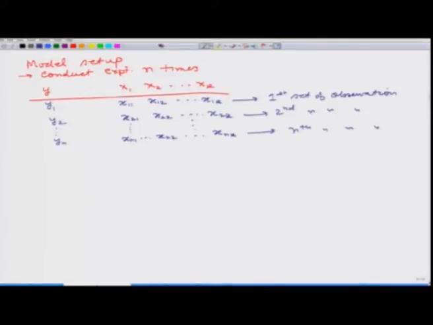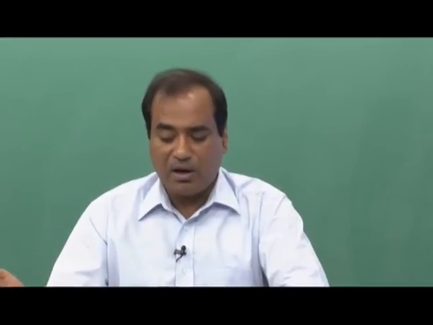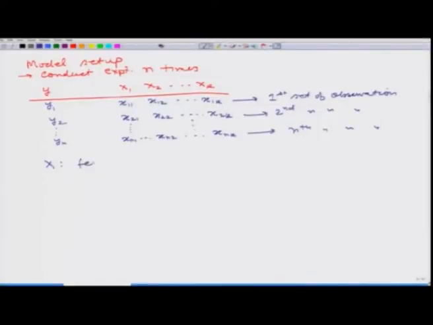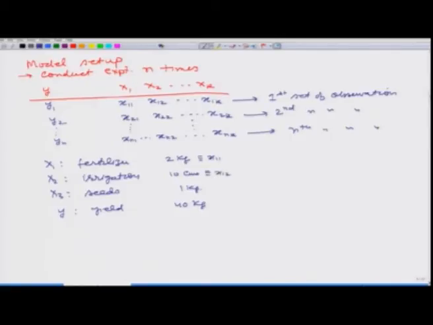What does this actually mean? For example, if I take the same example of yield of crop. Say x1 is my quantity of fertilizer, x2 is my irrigation level and x3 is my seeds, right. So, suppose I give 2 kilogram of fertilizer and 10 centimeters of irrigation, and suppose I use 1 kg of seeds, and based on that we observe the yield, and we get suppose 40 kg of yield. So, this is my x11, this is my x12, this is my x13, and this is your y1.